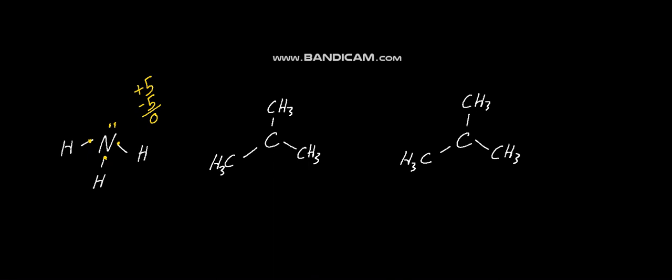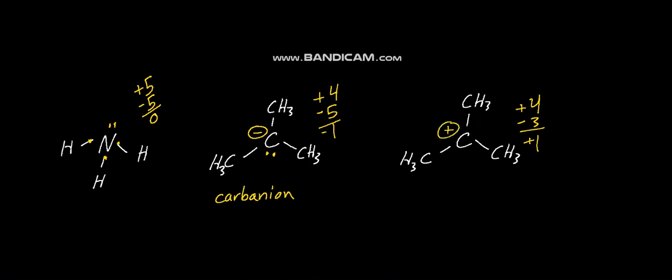Now I've drawn these other 2 the same because there's 2 different possibilities here. If we round out the octet rule, this carbon is +4 minus 1, 2, 3, 4, 5. That's a minus formal charge, and we call that a carbanion. This carbon here, if we don't add another pair of electrons, is +4 minus 1, 2, 3, or a plus carbon. We call that a carbocation.